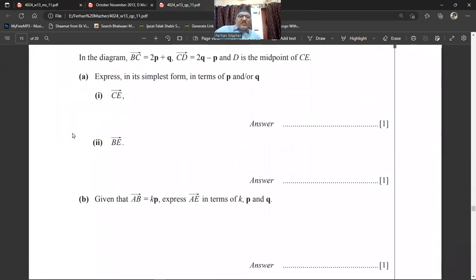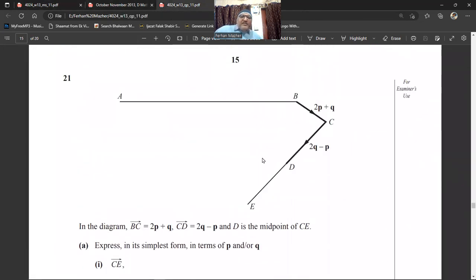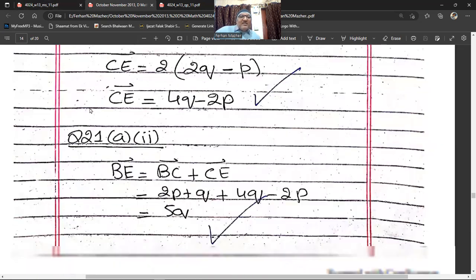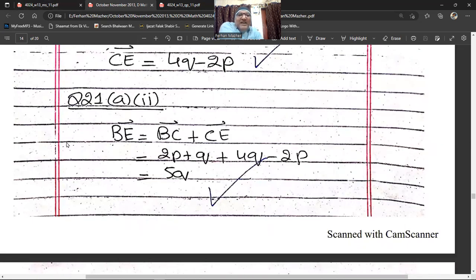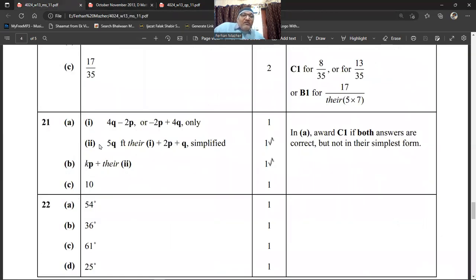Okay. Then the question is BE, B to E. I'm making the bypass: from B go to C, from C go to E. The BC value is 2P plus Q. The CE value we just found in the first part is 4Q minus 2P, and 2P cancelled, so you will have 5Q. That is the right answer.